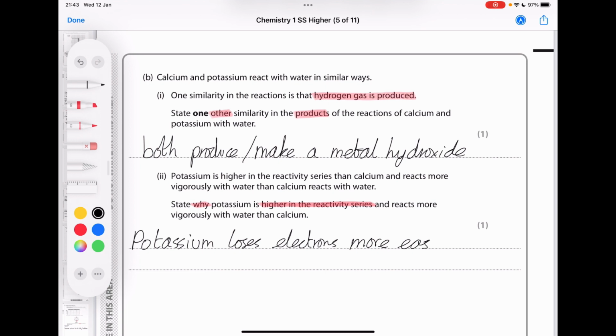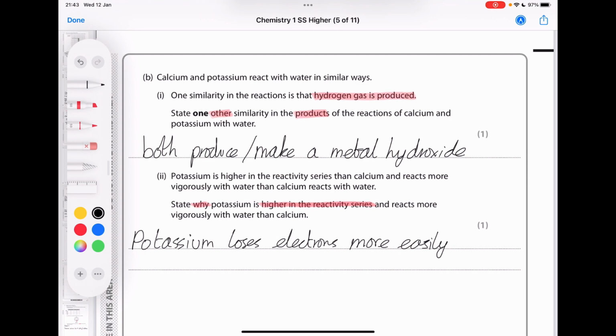Lots of people wrote excellent stuff about how potassium's outer shell electron was further from the nucleus than calcium's, and therefore there was a less strong attraction between the opposite charges, which is fantastic. But for a 1 mark answer, all you had to say was potassium loses electrons more easily.